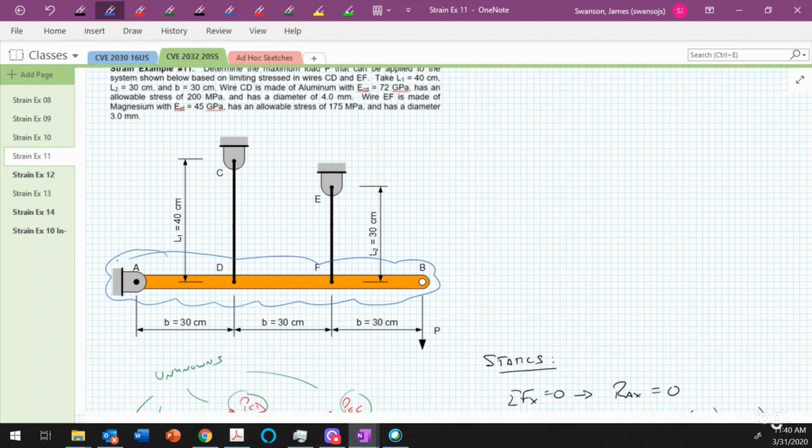But we have to make some assumption in order to get to a solution to this problem. So what we're going to assume is that this bar is going to deform like that. It's going to rotate about point A, and it's going to remain straight. It's not going to remain horizontal, but it is going to remain straight.